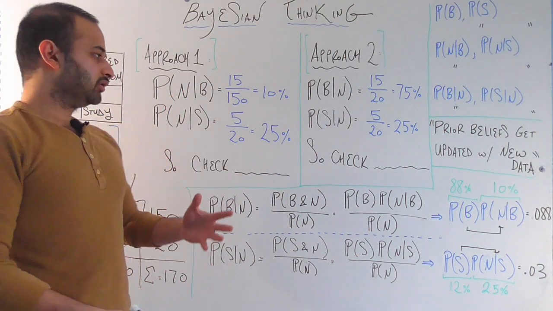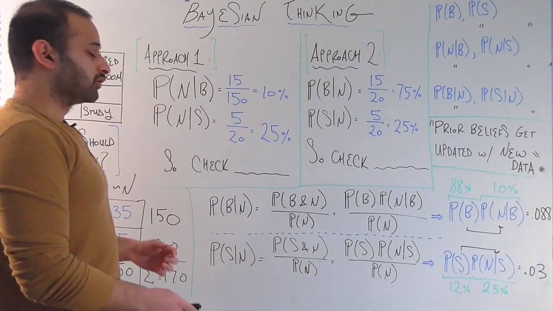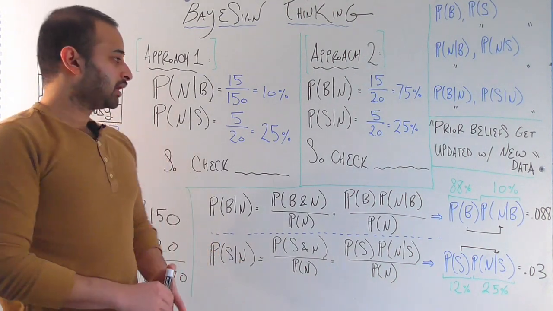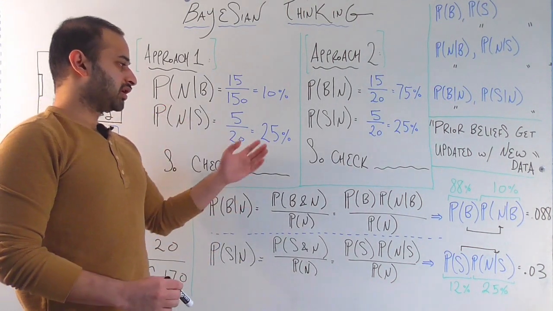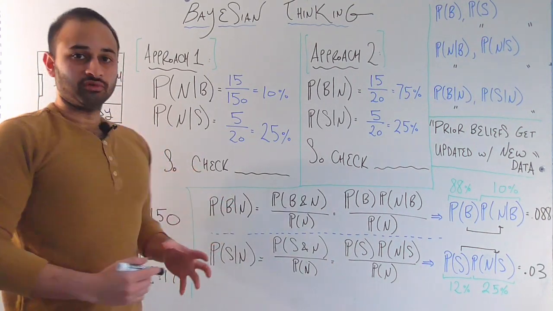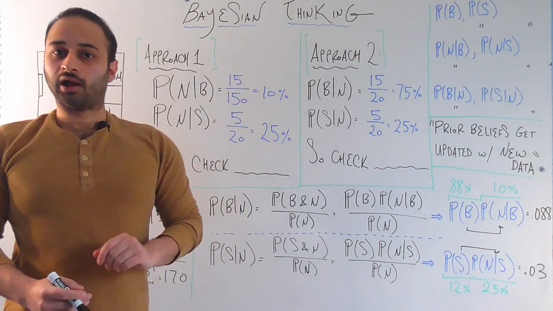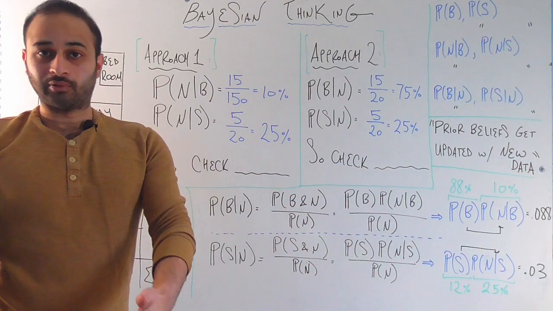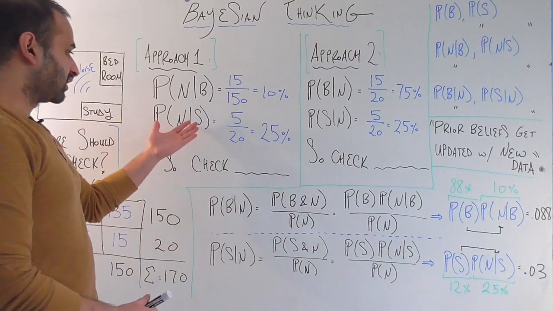Similarly, you can check for yourself that if the phone was actually in the study, the probability that I'd be hearing this noise right now is 25%. And so based on this data, I ask you, looking at just these 2 numbers alone right now, where would you go check for the phone? And I think most people would say I would go check the study.